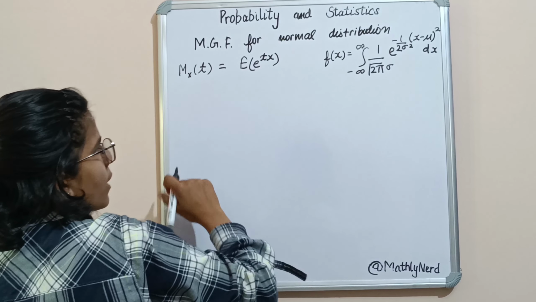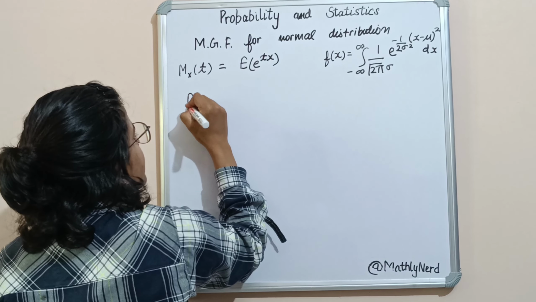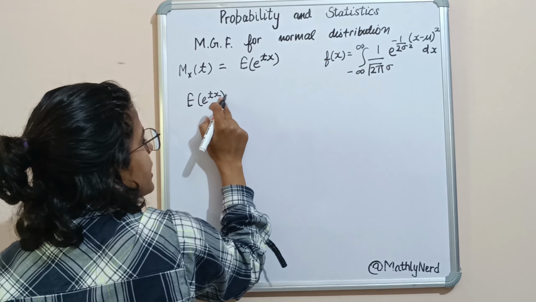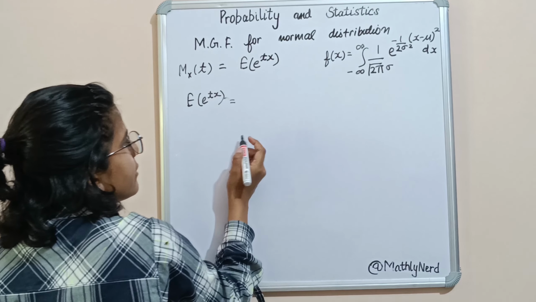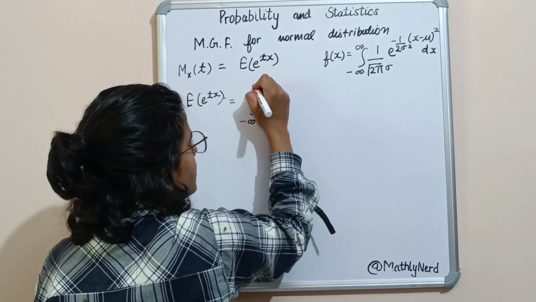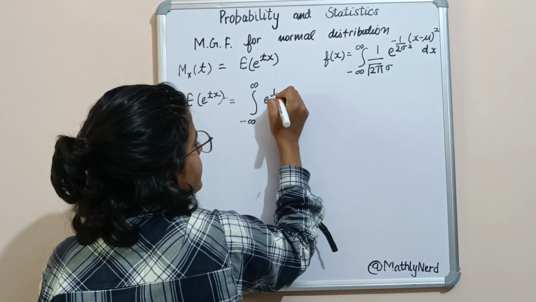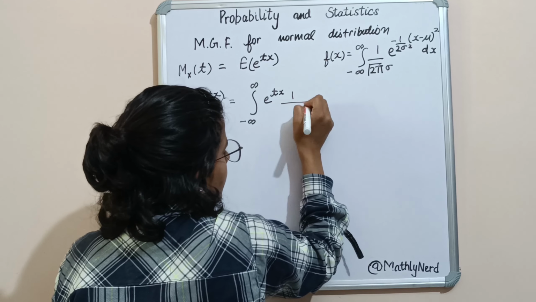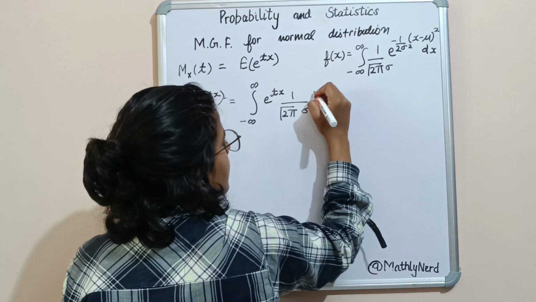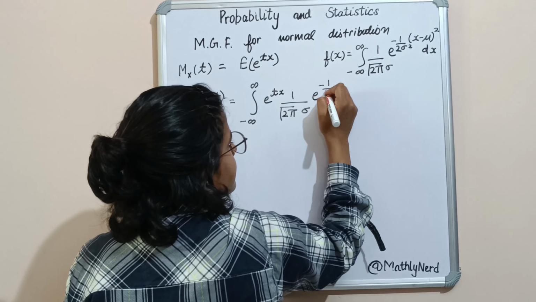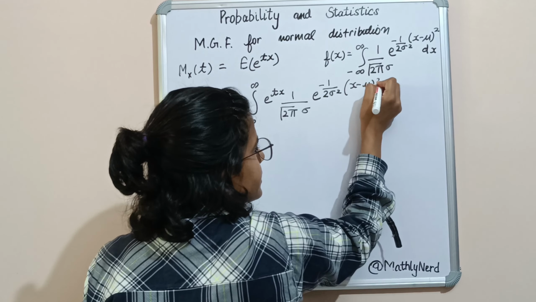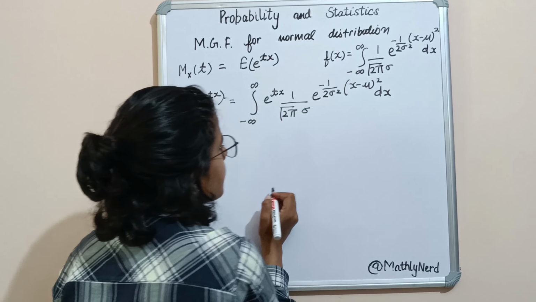Now our moment generating function will be the expectation of e raised to power tx, which equals integration from minus infinity to infinity of e raised to power tx times 1 by under root 2 pi sigma times e raised to power minus 1 by 2 sigma square into (x minus mu) whole square dx.